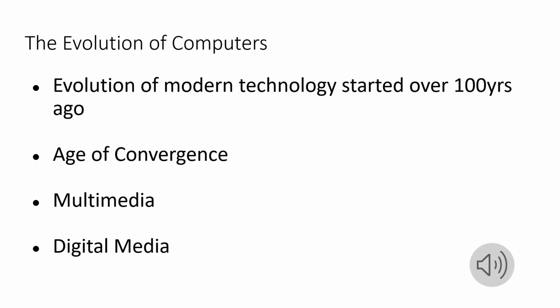The evolution of computers. The evolution of modern technology started over 100 years ago with the telegraph, then the telephone, radio, television, early computers, and finally the PC. The computer has morphed into a device used for communication, media creation, learning, and so on. The first decade of the 21st century was known as the Age of Convergence, which will continue to evolve in the second decade of this century.